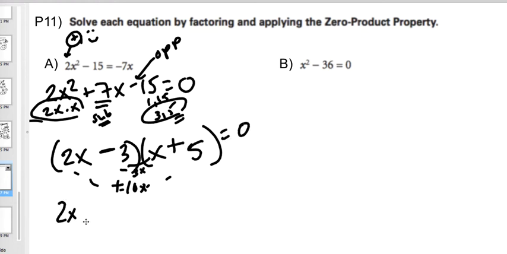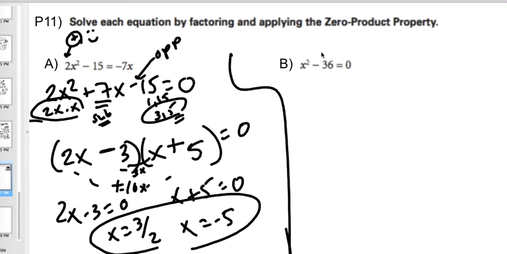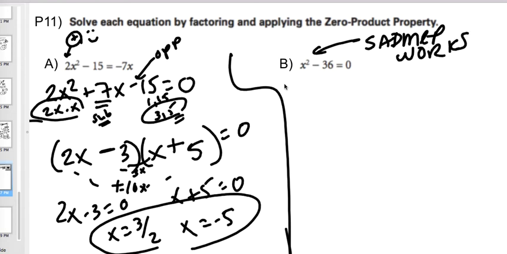So either 2x minus 3 is 0, which is going to give me x is 3/2, or x plus 5 is 0, which is going to give me x is negative 5. And those are my two answers. Same thing over here. If I want, I could use SADMAP, right? So SADMAP works here because there's only one power of the variable. But again, they asked you to factor, so let's do it both ways.